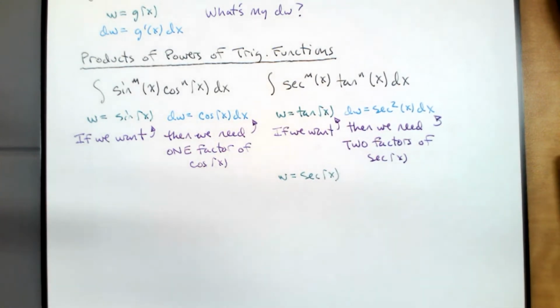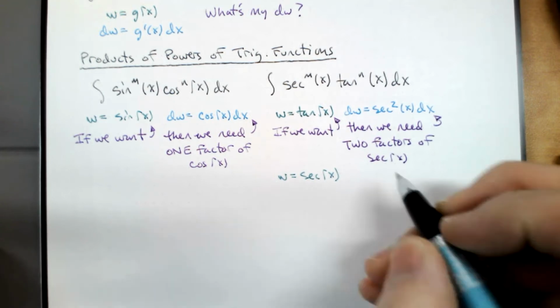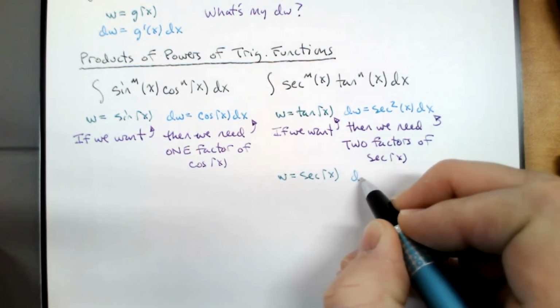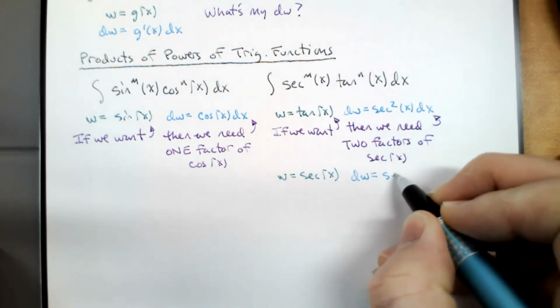If we want to make the substitution secant x, then we need one factor of secant and one factor of tangent to be the dw. I need one of each. Then dw: the derivative of secant is secant tangent.